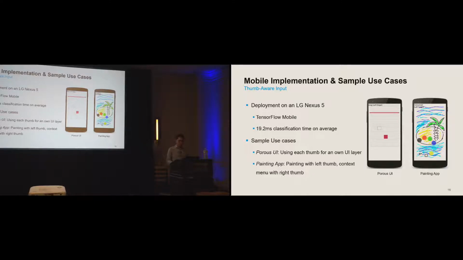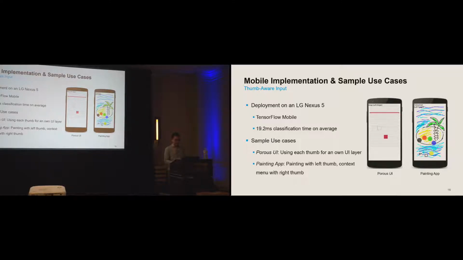The first use case represents a porous interface, in which 2 applications are basically overlaid. The idea is that the right thumb interacts with the foreground application and the left thumb interacts with the background application. In this example, we demonstrated this with a scrolling task in the background and a dragging task in the foreground application. This concept enables using two applications simultaneously without switching between them.